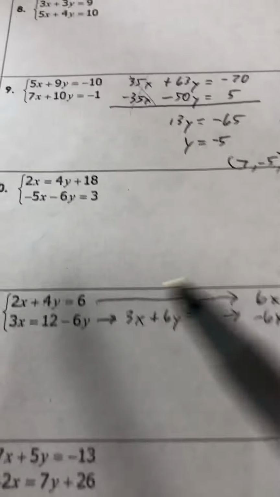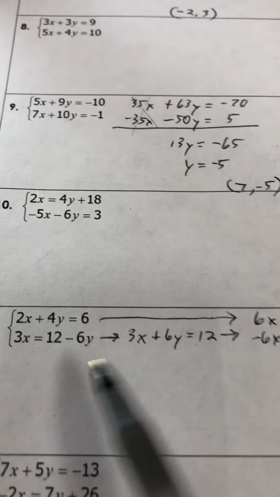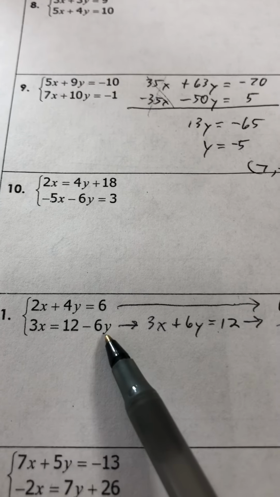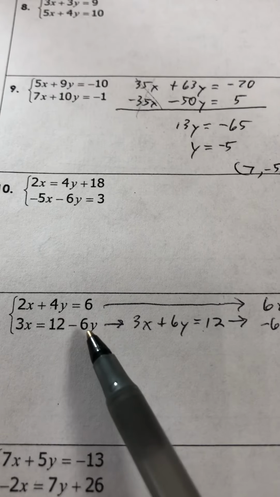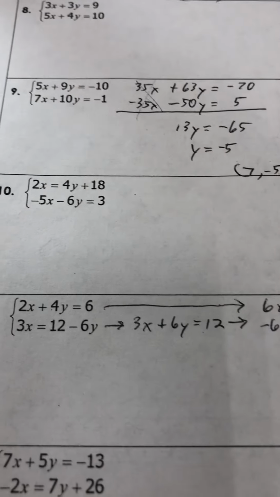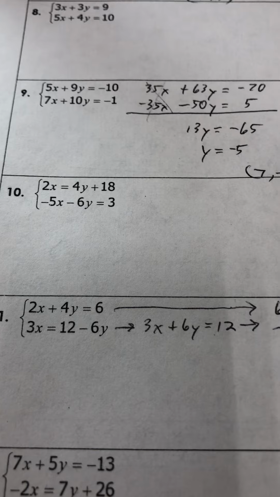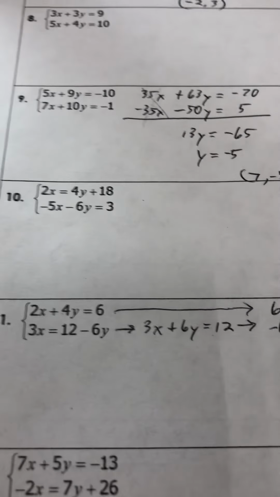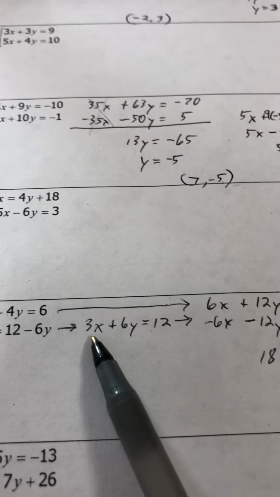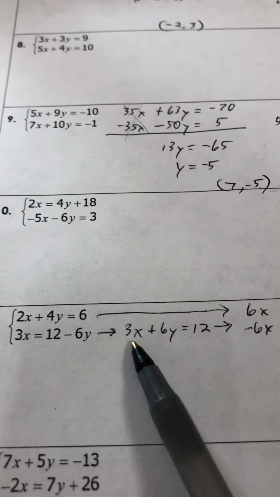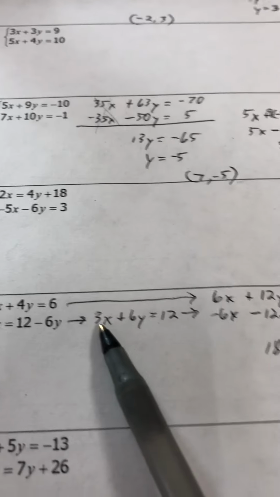Number 11, have a lot of change in here. First of all, I have to change this bottom one into standard form. I have to get this y over on this side. And by doing that, I just add 6y to both sides. Okay. Then I've got to come up with, okay, what am I going to do? I'm going to get rid of the x. So I'm going to make them both 6, and one I'm going to make a -6. I made the bottom one a -6.